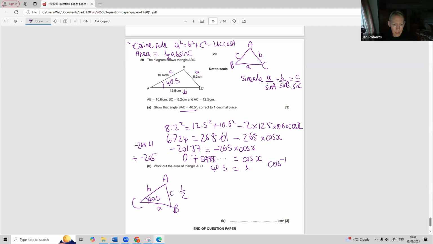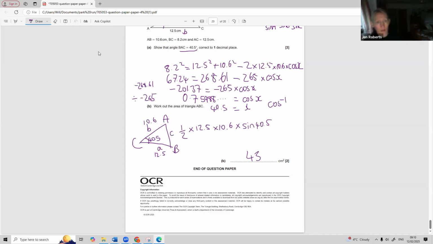So half times, a is 12.5, b is 10.6. So we've got half times 12.5 times 10.6 times sine 40.5. When you're using this formula, for the given angle that you're going to use, the two given lengths need to enclose it like this. So half times 12.5 times 10.6 times sine 40.5 gives 43.03, or just 43 should do. They give you 2 marks, 43.02 to 43.07. That's the last question. Okay, hopefully you found that useful, and thanks for listening.